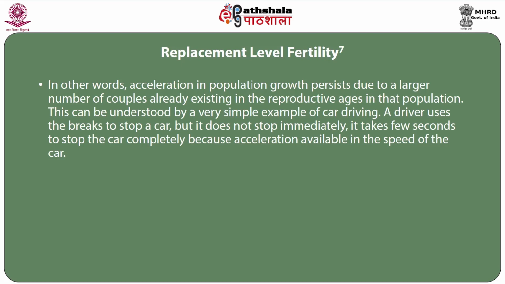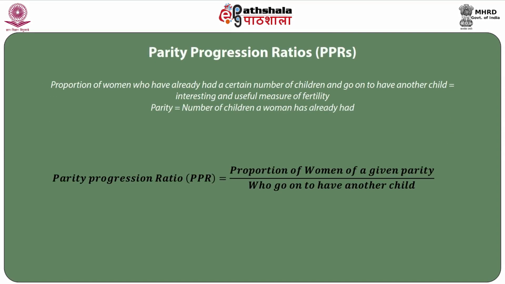Let's discuss parity progression ratios, commonly referred to as PPRs. The proportion of women who have already had a certain number of children and go on to have another child is an interesting and useful measure of fertility. Parity refers to the number of children a woman has already had. The parity progression ratio, PPR, is equal to the proportion of women of a given parity who go on to have another child.